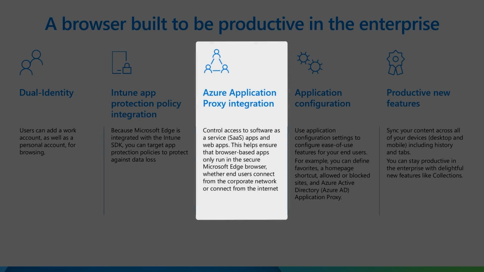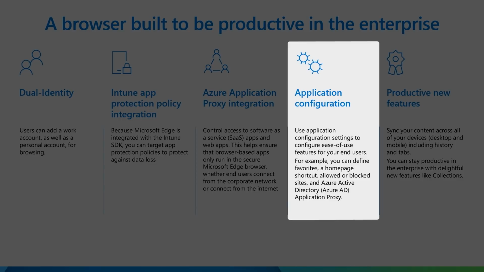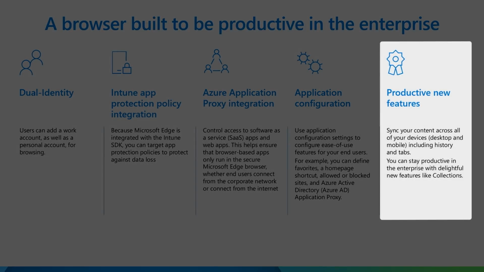With Azure Application Proxy integration, you can control access to software as a service apps and web apps. With application configuration, you're in control of configuring that app experience inside of Microsoft Edge. For example, you can define favorites, you can define a homepage shortcut, allow or blocked sites. As well, there are great productive new features, and I'll give two examples of them here. One is sync, so you can sync all of your content across all of your devices. So this is desktop and mobile, and it includes things like history and tabs, favorites, and more. You can also stay productive in the enterprise with delightful new features like collections, and I'm going to demo that one soon too. Let's check out a demo about being productive in the enterprise.